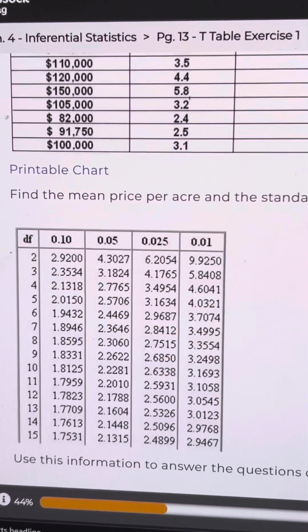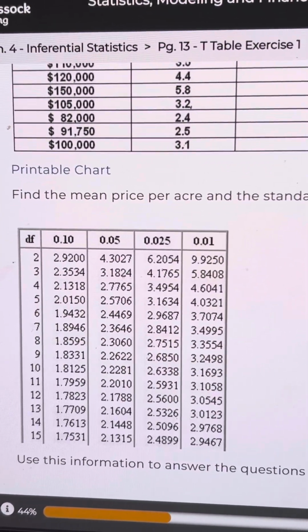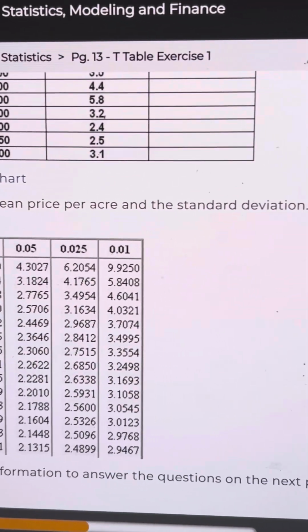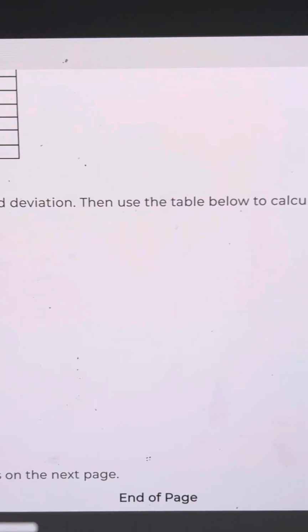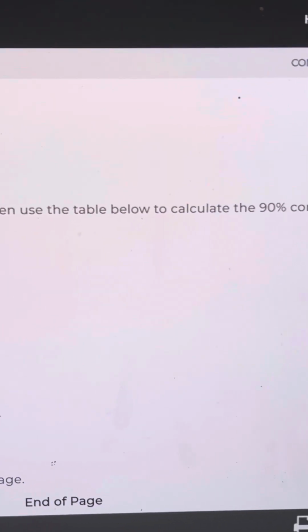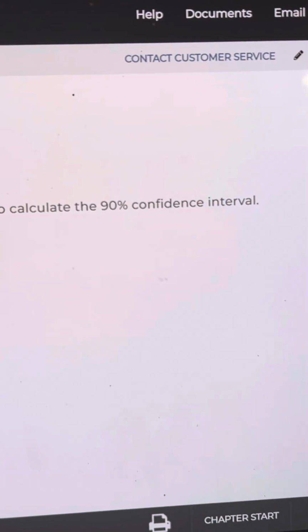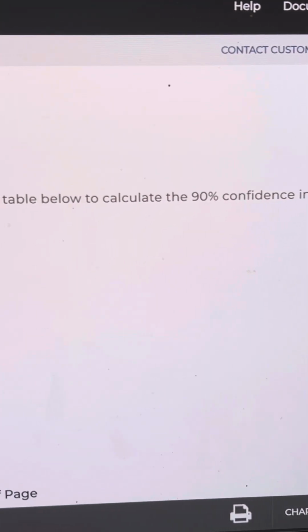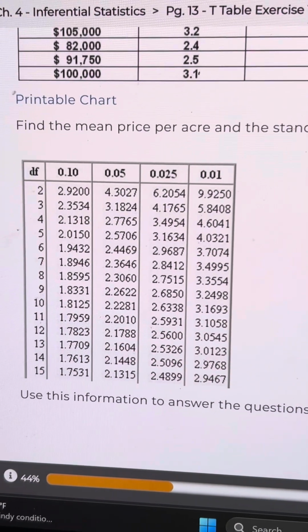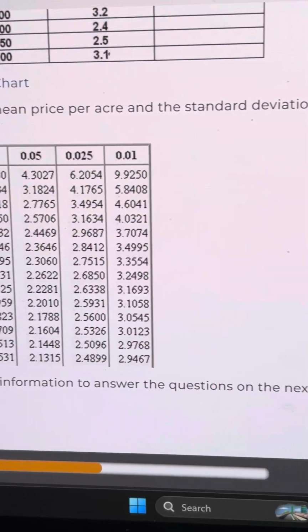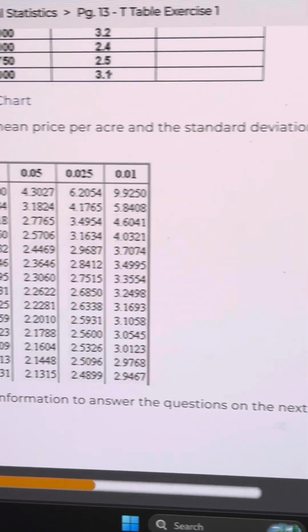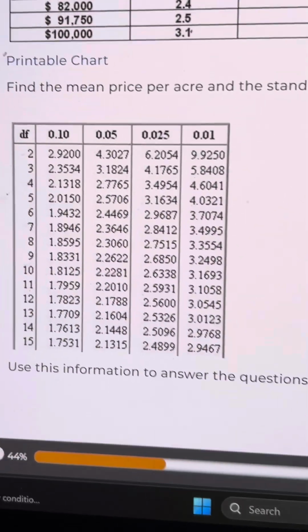Printable chart. Find the mean price per acre and the standard deviation. Then use the table below to calculate the 90% confidence interval. Use this information to answer the questions on the next page. End of page.